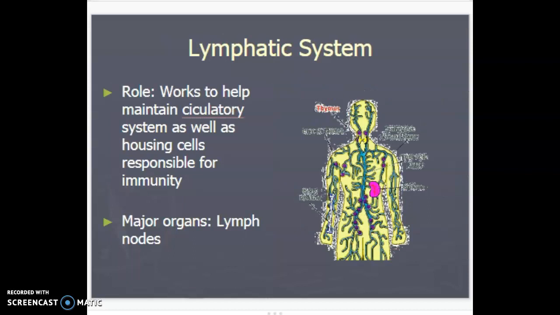Your lymphatic system is also sometimes known as your immune system. It's going to help maintain the circulatory system as well, because it's going to keep the cells that are responsible for immunity. Your major organs here are lymph nodes, and white blood cells also help with immunity, but the lymph nodes are the ones that are in many different parts of your body, and like right there in your neck, a lot of times the doctor will feel if you have any infection, those would usually get swollen, and that's what they're checking for.